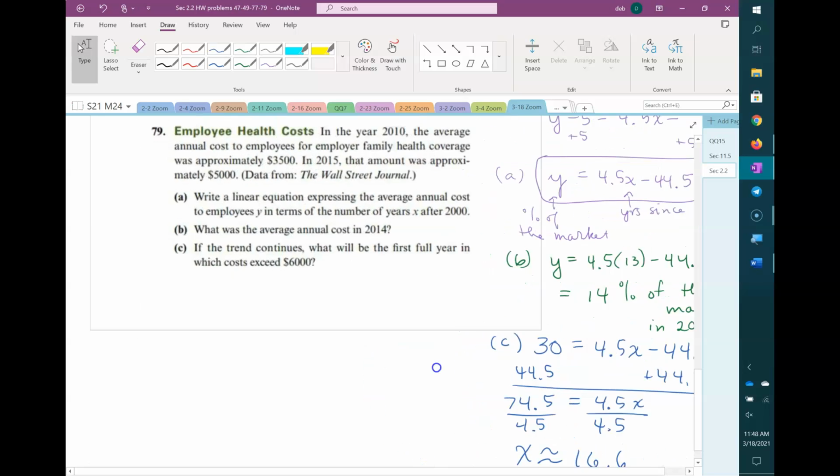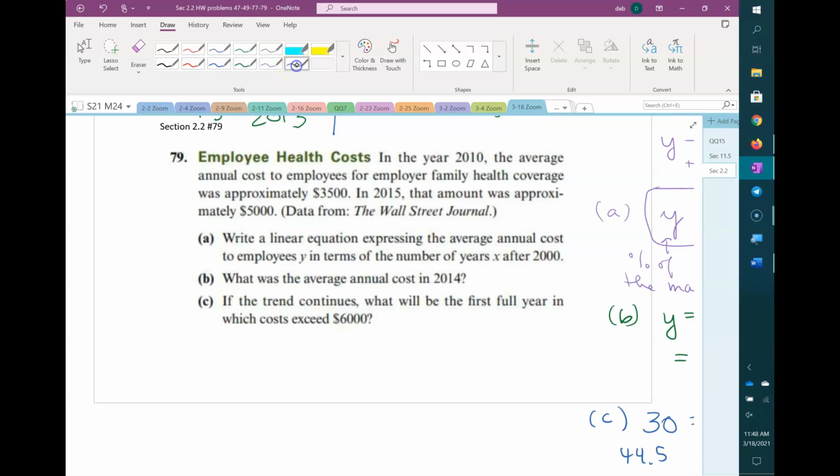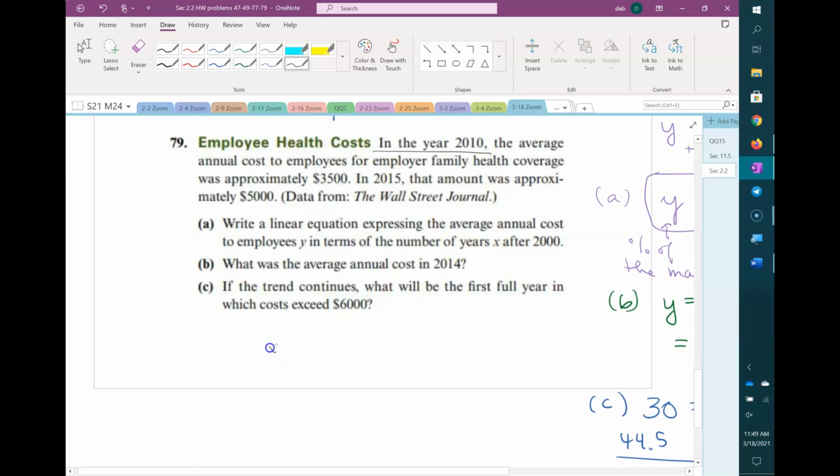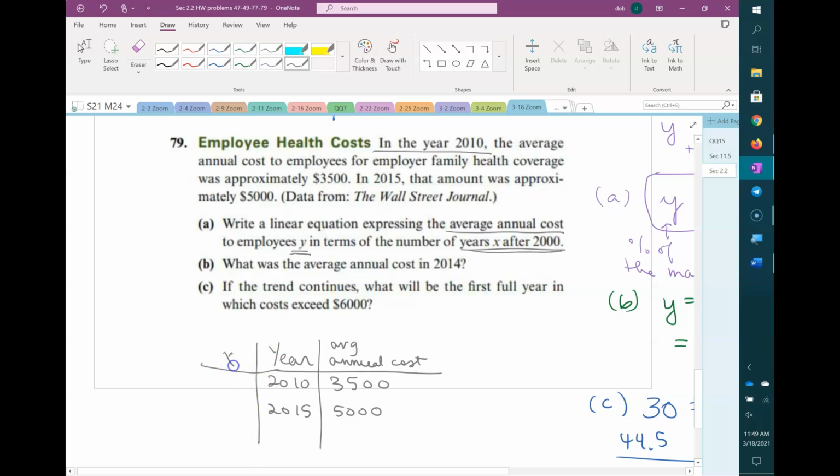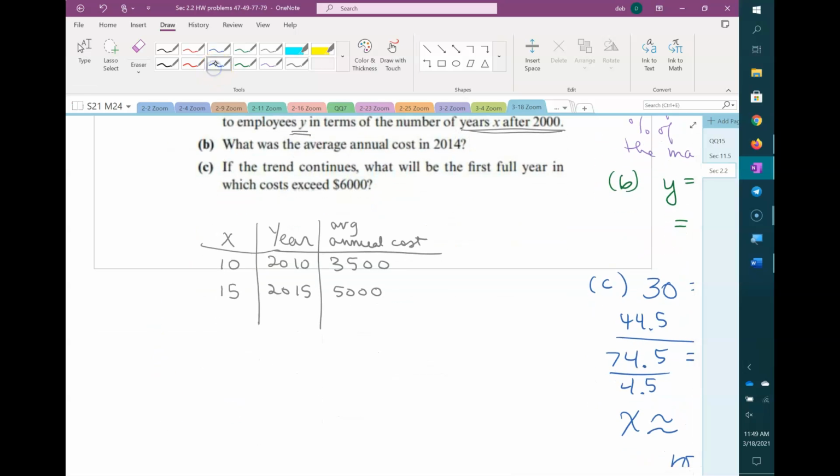Okay, so problem 79 is very similar. And again, I would make a chart to collect my information. And they say a year. So I'm going to have a column for year 2010. And then I'm going to have average annual cost is $3,500. Then in 2015, that was 5,000. So we're trying to find an equation Y, that the Y is the average annual cost, and the X is years after 2000. So again, I'm going to make a separate column for X that's going to have smaller numbers than the year, or years since 2000.